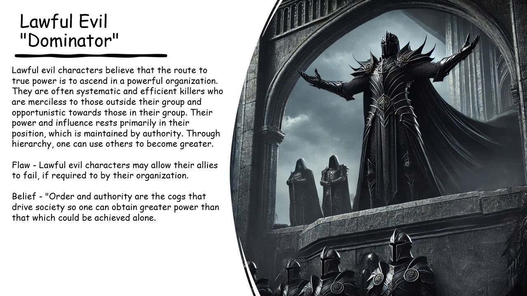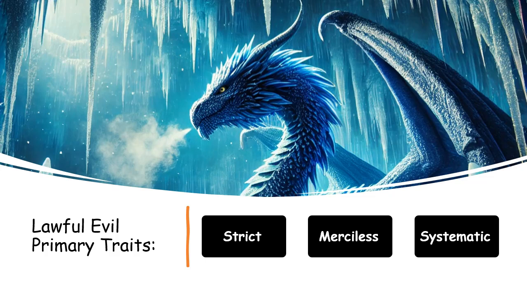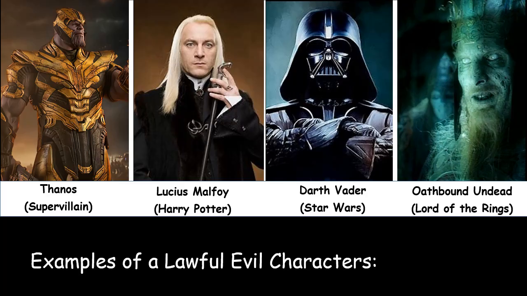Flaw. Lawful evil characters may allow their allies to fail if required to by their organization. Belief. Order and authority are the cogs that drive society so one can obtain greater power than that which could be achieved alone. Lawful evil primary traits are strict, merciless, and systematic. Examples of lawful evil characters are Thanos, Lucius Malfoy, Darth Vader, and Oathbound Undead.